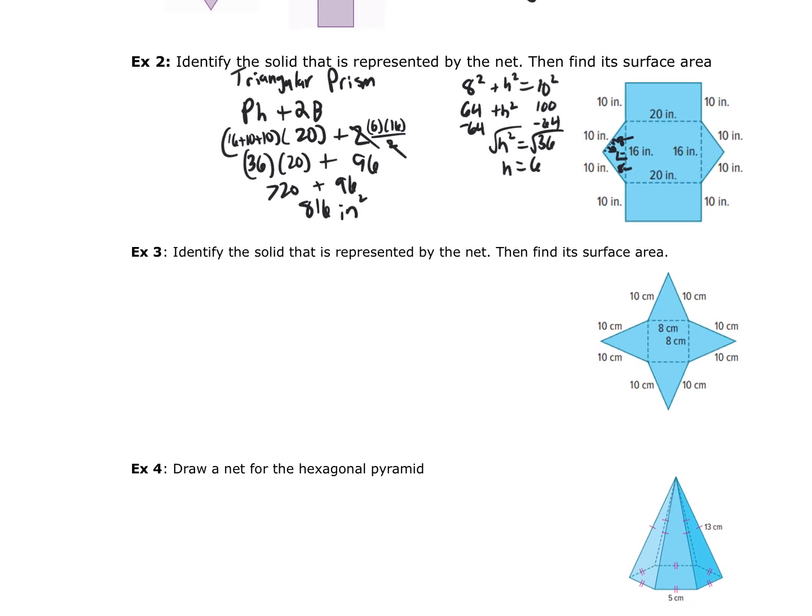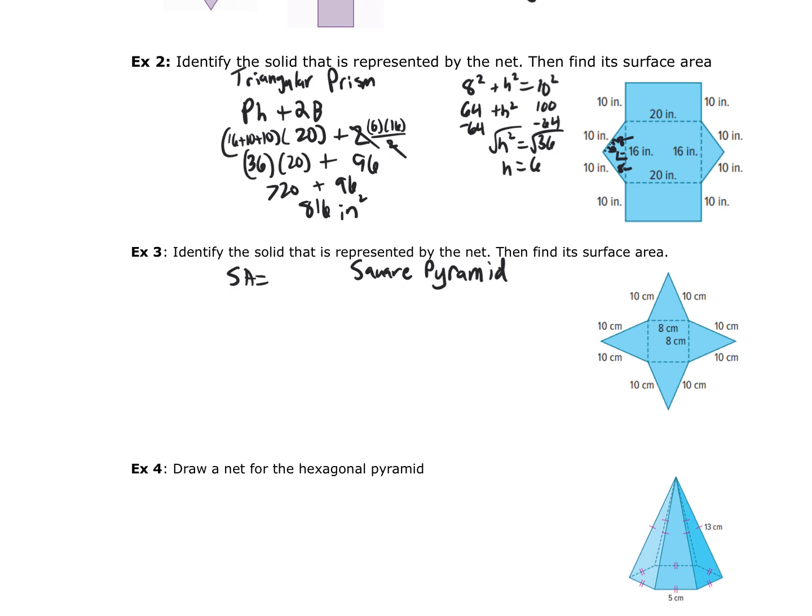Okay, the next solid here is going to be a pyramid, and it looks like it's going to be a square pyramid. So I can tell that because the bases have the same dimensions, 8 by 8. So, pyramid surface area formula, again, square pyramid. Go ahead and write that down just in case I forget.